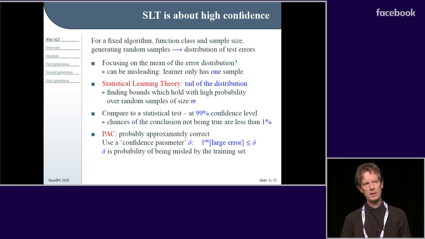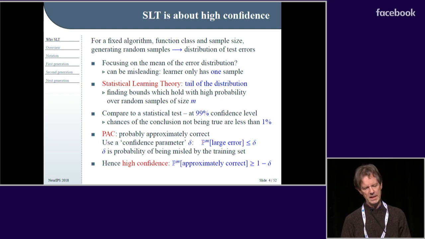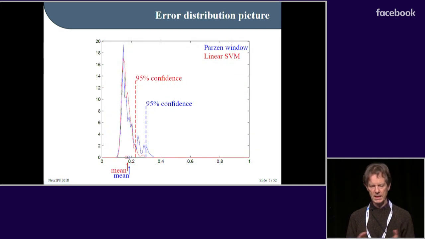We want to be confident that we are not going to be having worse performance than the bound is giving us, or the chances of that happening are very small. And hence, we say high confidence bound, the probability of being approximately correct is high. So we're probably approximately correct. If I show you the whole thing again, the bounds here for the Parzen window are quite weak in the probably approximately correct sense, 0.3 error, whereas the bounds for the SVM in this case are around 0.22, or significantly better.